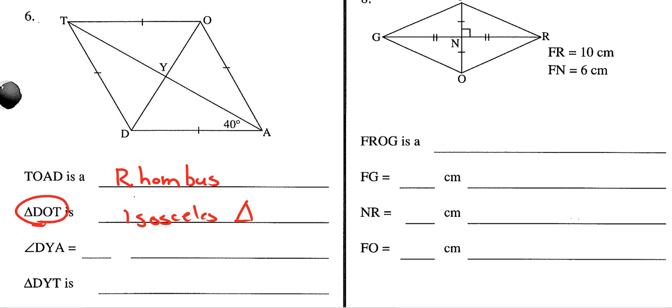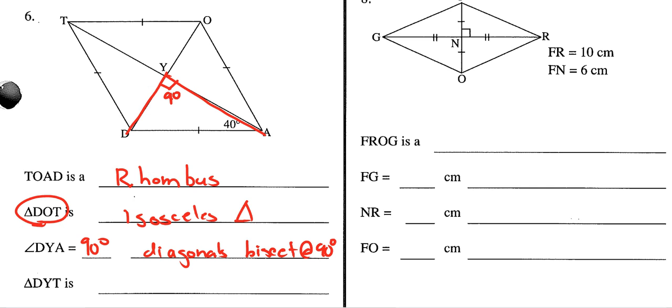What about DYA? Where is DYA? Here is D, Y, and A. Like I said, in a rhombus, the diagonals bisect at 90 degrees, so this is going to be 90 degrees. And we'll say that diagonals bisect at 90 degrees. Okay, so assuming 90 degrees right here.